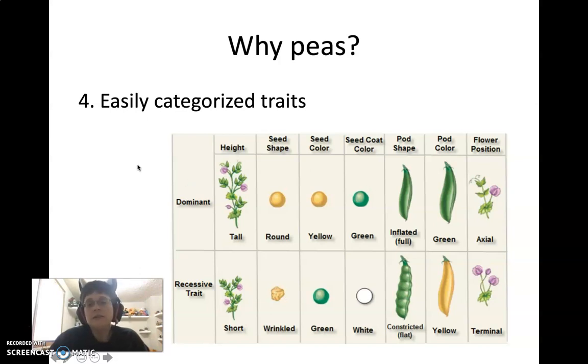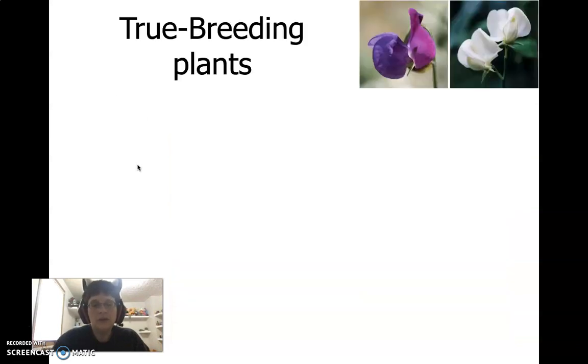The other one is the flower color, that's the one we're going to focus on, and the flowers are either purple or white. So this made it very easy for him to conduct his experiments, because the characteristics were very straightforward, one or the other, no in-betweens. There's just an either or choice.